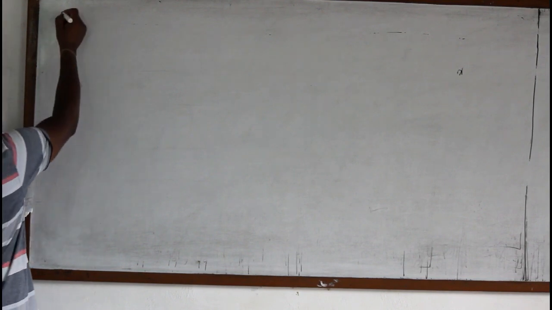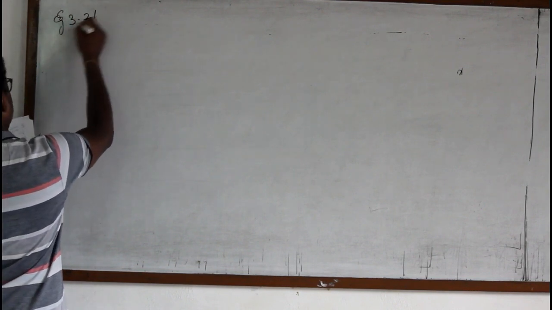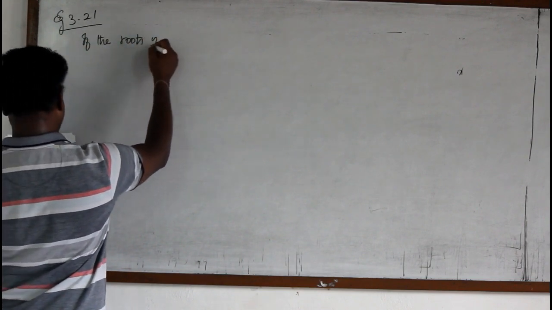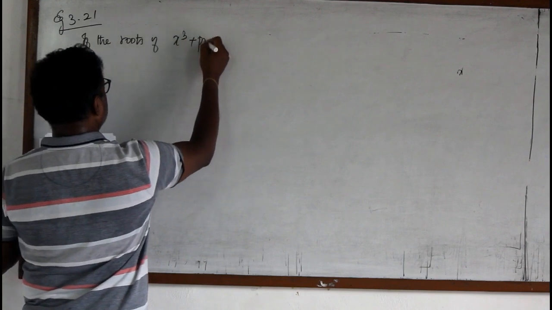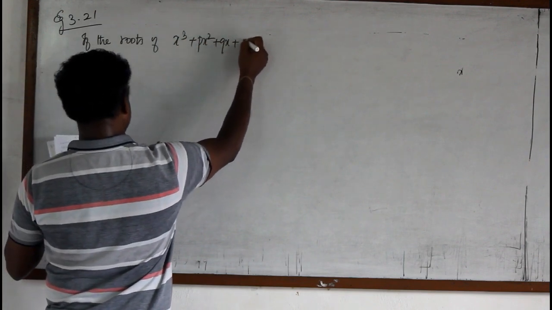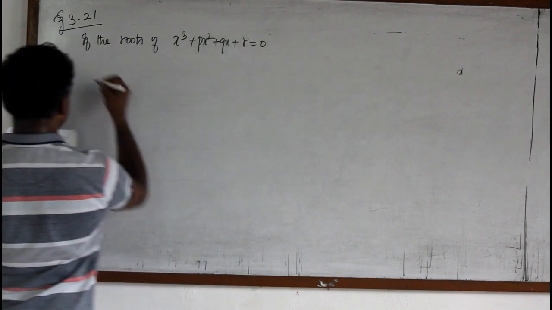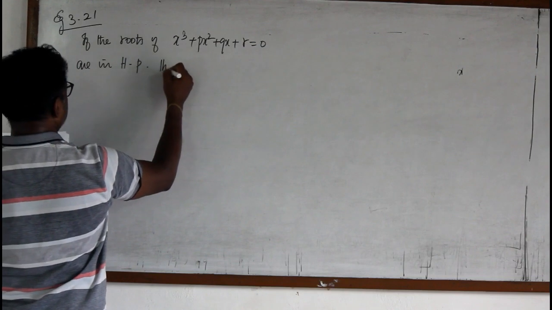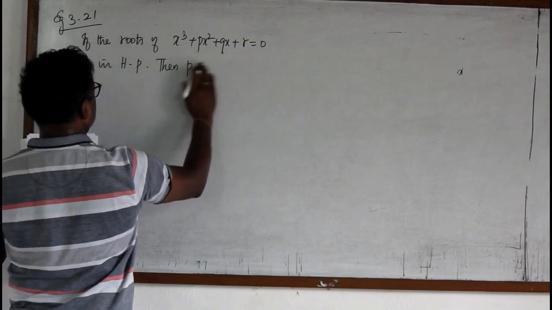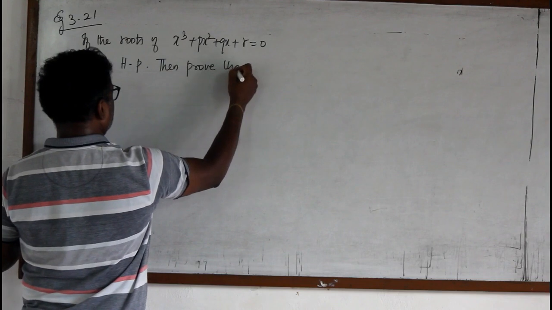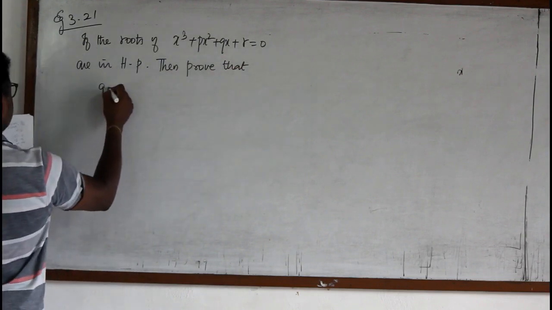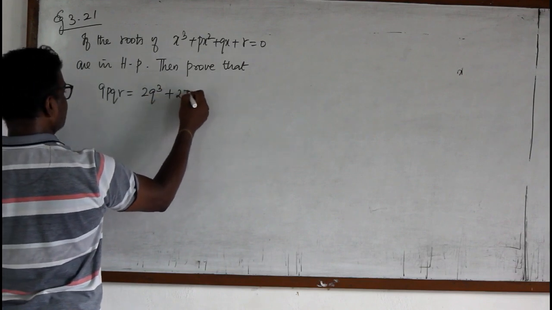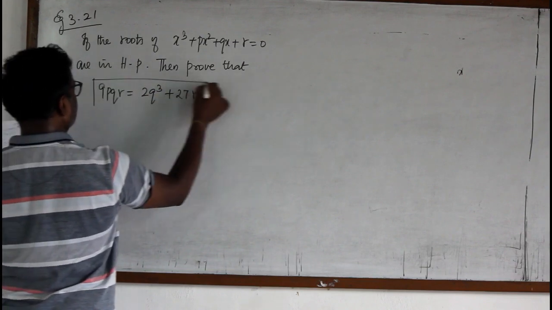Example 3.21. If the roots of x cube plus px square plus qx plus r equal to 0 are in HP, then prove that nine pqr equal to 2q cube plus 27r square.